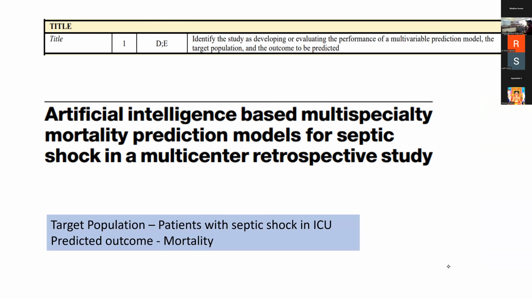So the first question is regarding the title: whether the study is identified as developing or evaluating the performance of a multivariate prediction model, and whether they have mentioned the target population and the outcome. The study title says it's an artificial intelligence-based mortality prediction model, so they have actually mentioned artificial intelligence. And for the target population, they have mentioned patients with septic shock admitted in a multi-center setting, and the outcome which they wanted to predict was mortality in these patients. So they have clearly mentioned that in the title.